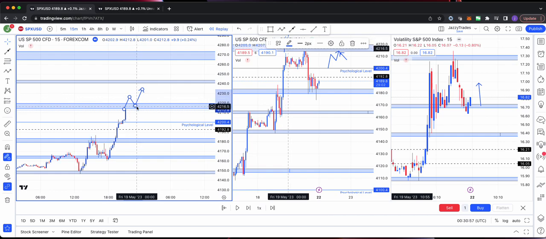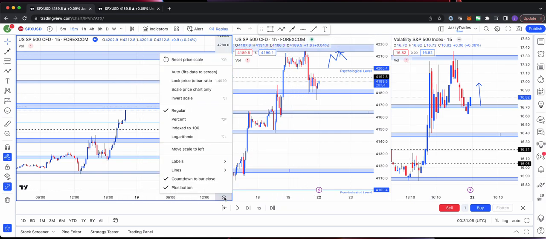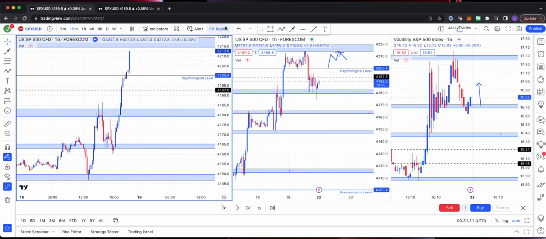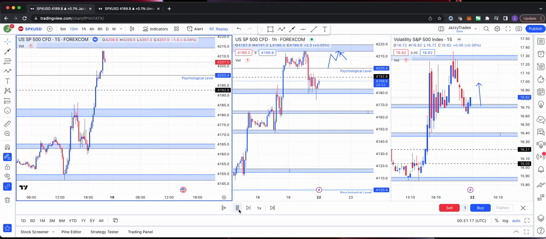Any sort of a pullback, and watch the VIX at the same time. If the VIX is bearish and we have a pullback, we enter for calls. Okay, so that's one scenario, right? Everyone with me so far? What happens in reality is this. This is the reality.